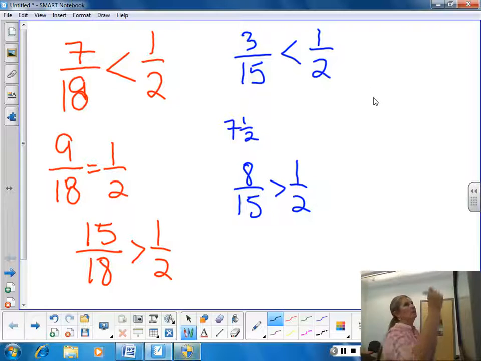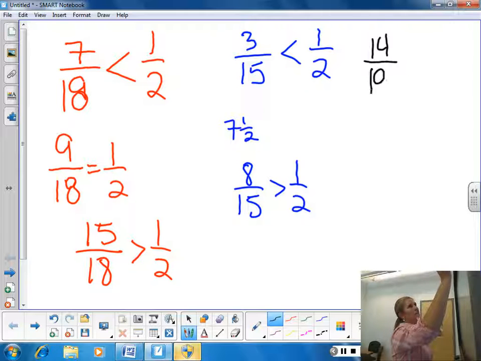What about 14/19? Less than 1/2 or greater than 1/2? Well, what is half of 19? Half of 19 is 9.5. 9 with a remainder, so 9 and some more.